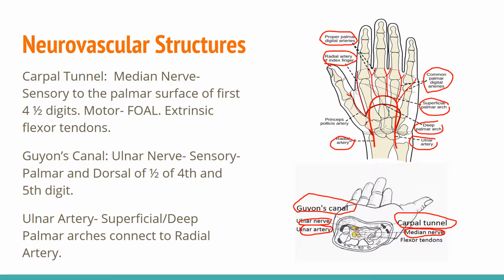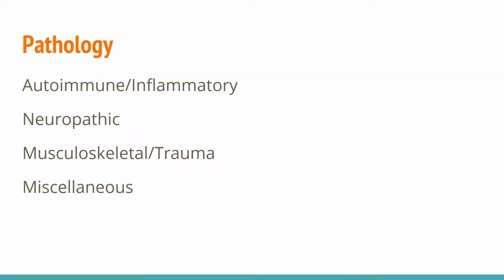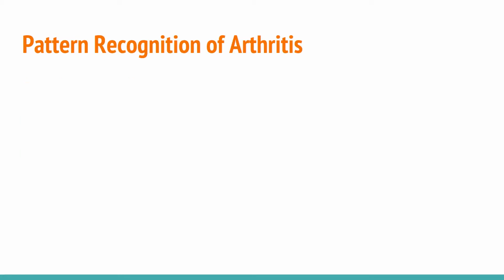The deep palmar arch gives rise to the radial artery of the index finger. In terms of the pathology, we're going to split up the conditions of the wrist into simple categories, which include autoimmune, inflammatory, neuropathic, musculoskeletal, trauma, and miscellaneous.